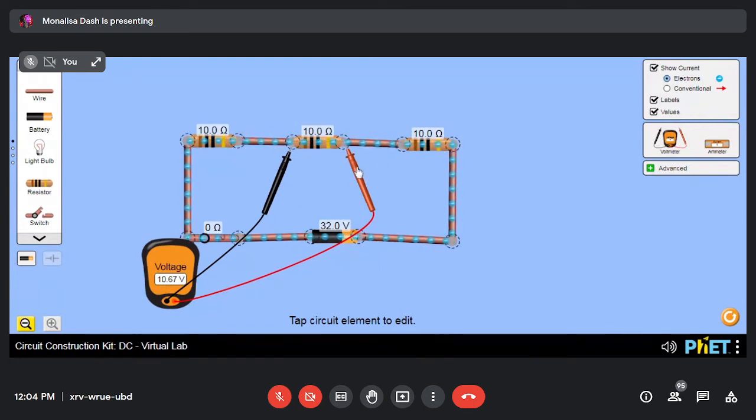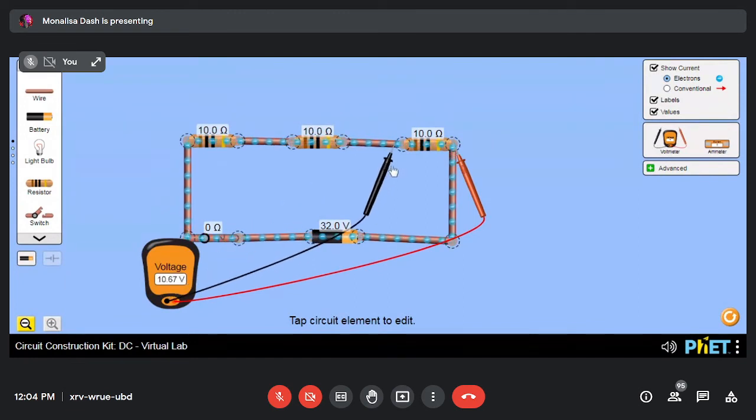You can take a different resistance value, no problem. 10, 20, 30, 10, 15, any value. It is not mandatory to take the same value. So all are 10.67. Then add it and tell me how much it is. 10.67 into 3, approximately 32. And 32. Yes.